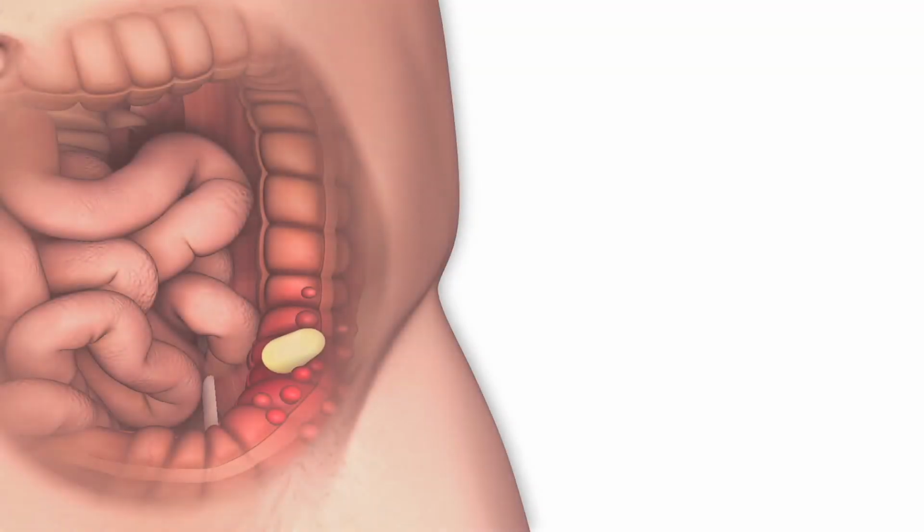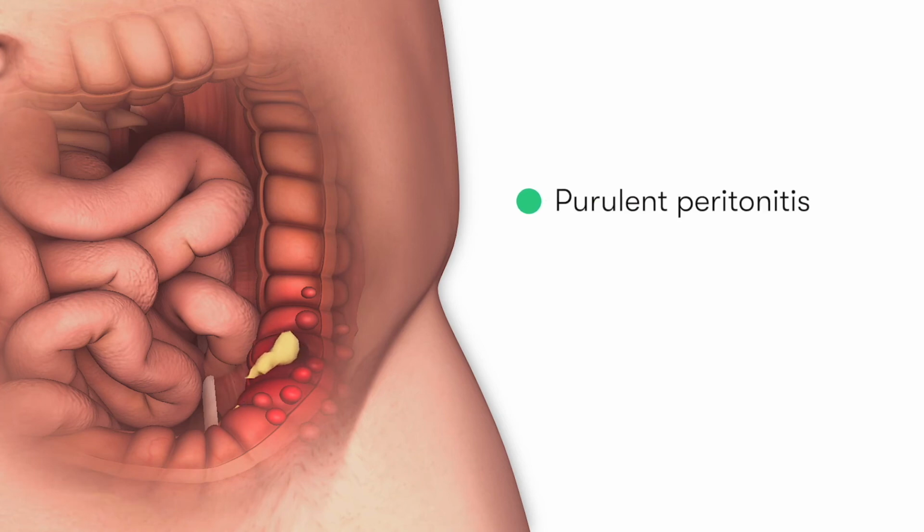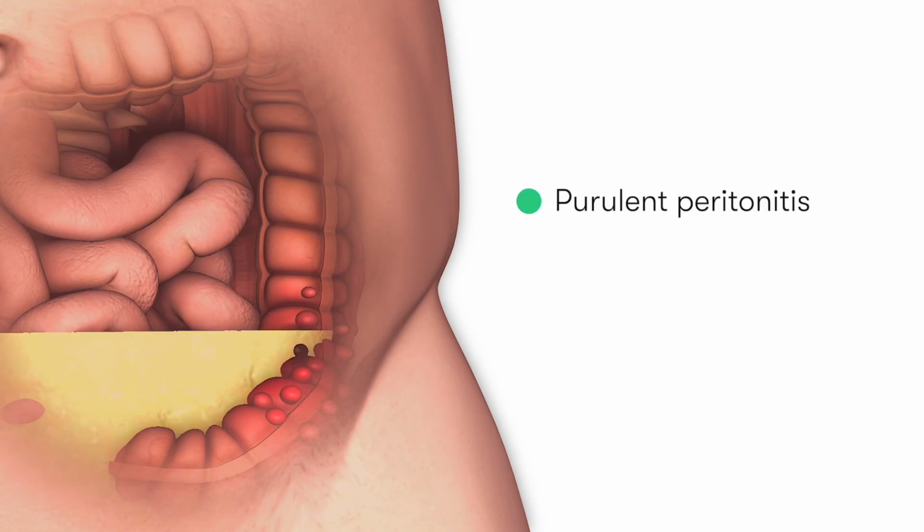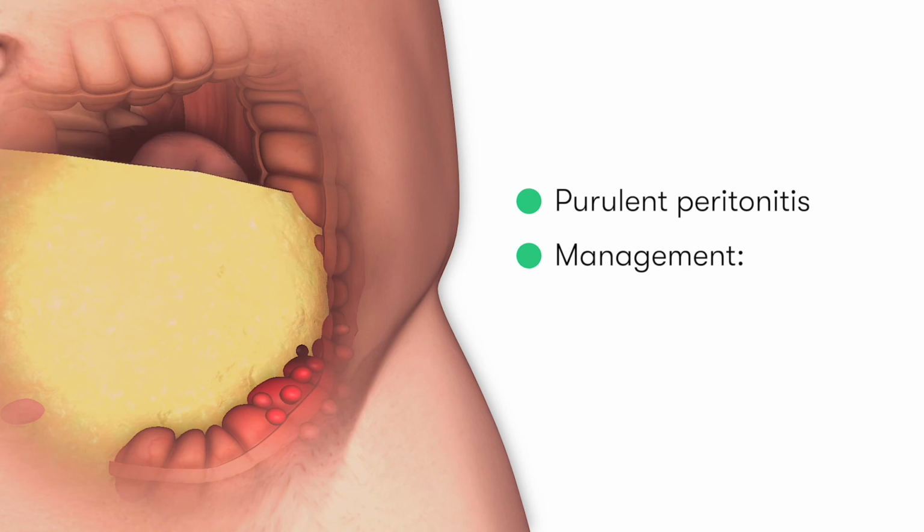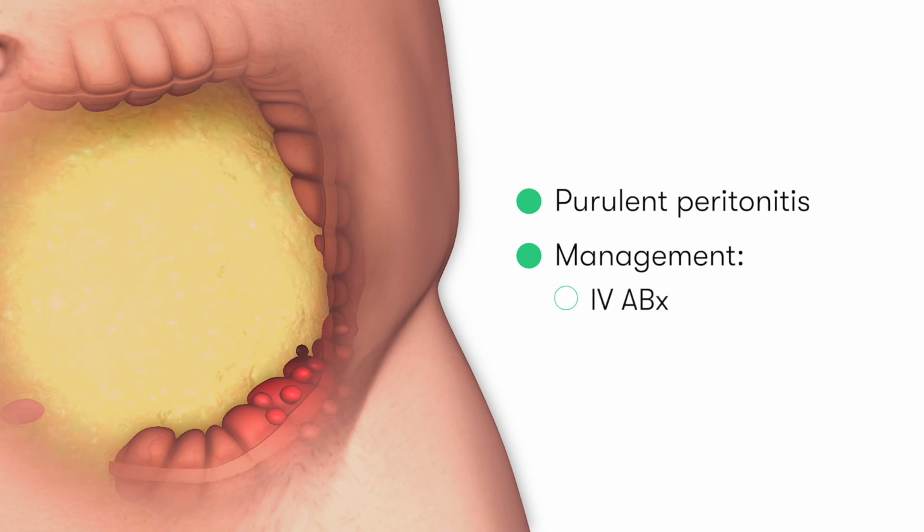In Hinchey 3, rather than the patient having a contained collection of pus, the patient actually has free pus floating around the abdomen. In terms of management, obviously we're going to give them IV antibiotics, as well as IV fluids and analgesia. If the patient remains relatively well, despite the free abdominal pus, and responds to the above measures, then this may actually be all they need in the acute management of their condition.